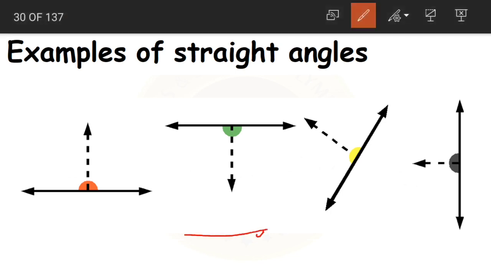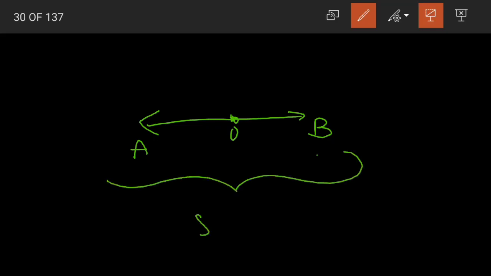See, this is ray 1 and this is ray 2. Let us take here ray 1 OA, and we have another ray which is sharing the same vertex, OB. Now these two are lying in the opposite direction to each other from the vertex. As they are in the opposite directions, they have formed a straight line, and the angle thus formed becomes a straight angle. I hope this is clear, children.